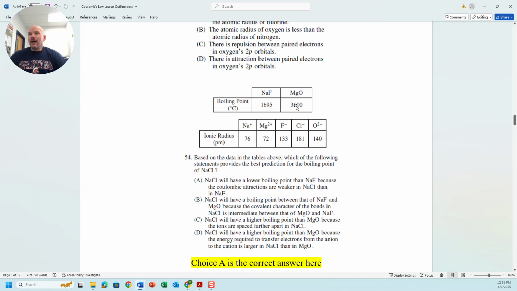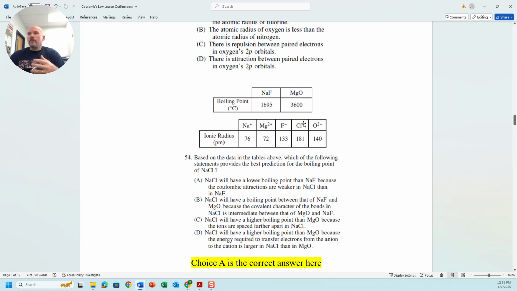So here we got sodium fluoride's boiling point, magnesium oxide's boiling point. Remember, these are ionic compounds, so the amount of energy required to vaporize these things or to melt these things strictly comes down to Coulomb's law. And it's asking us, what would we expect sodium chloride's boiling point to be? Is it going to be less than sodium fluoride, or is it going to be greater than both of these, greater than magnesium oxide, or is it going to be somewhere in between?